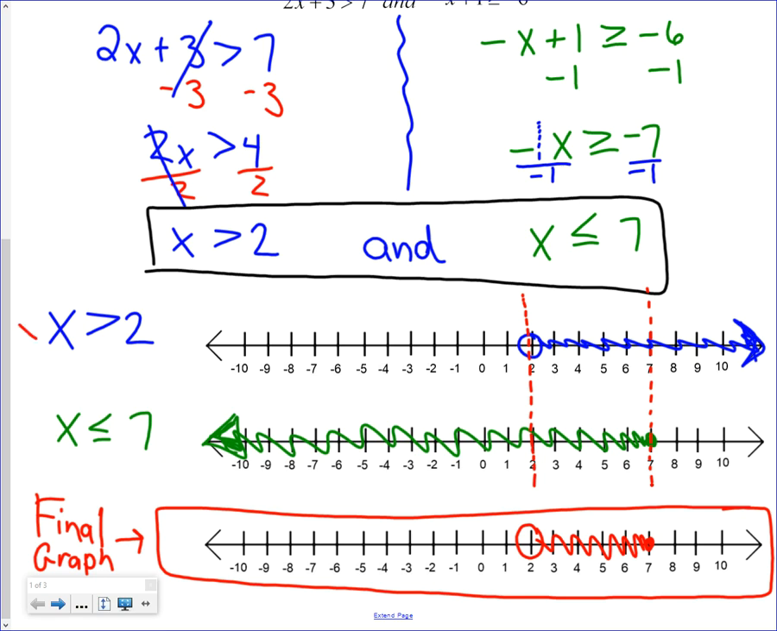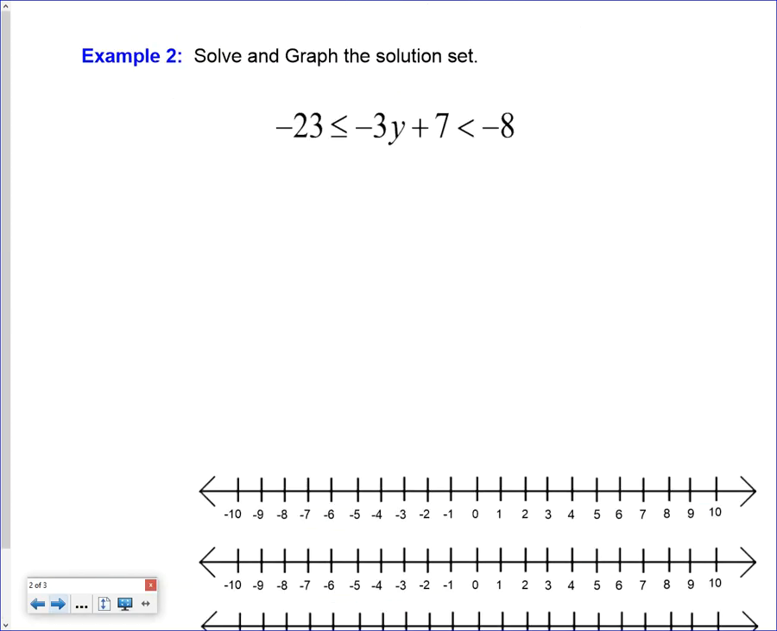These two graphs up here help you determine the final graph. It's where the blue and the green graph overlap. That's how and works. And is where they overlap or where they intersect. Let's look at another example. Let's look at this example.